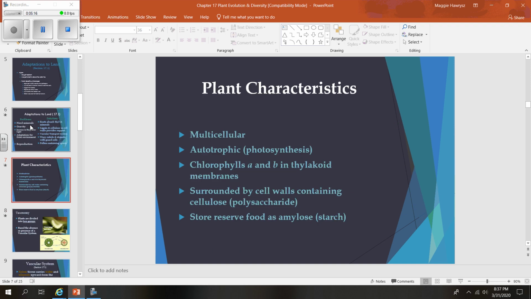Some plant characteristics that are common amongst all plants would be that they're multicellular, they contain many cells for different functions, that they're autotrophic, that they use photosynthesis to get their energy from the sun, that they contain chlorophyll A and B in their thylakoid membranes, and that they're surrounded by cell walls that contain cellulose for support, which is a polysaccharide. They store preserved food as amylose or starch, and that starch sometimes can be eaten as fruit.